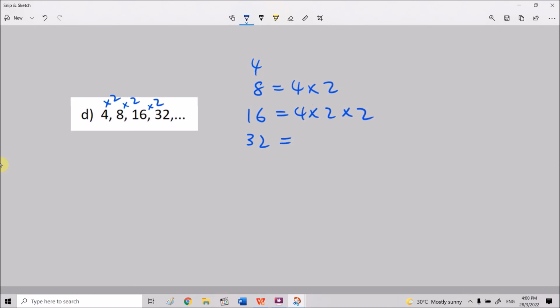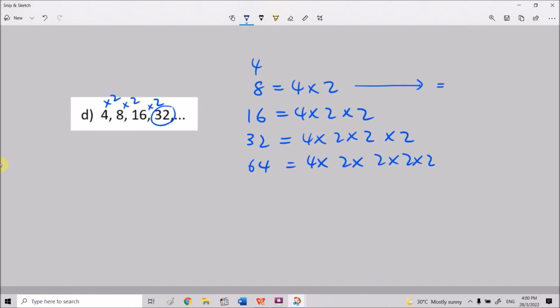How about the next one? 32 equals 16 times 2. 16 here can be replaced with 4 times 2 times 2. So I'll have 4 times 2 times 2 here. Now you can see the pattern. If we have the next value, which is 64, it will be 4 times 2 times 2 times 2, and another 2 here.